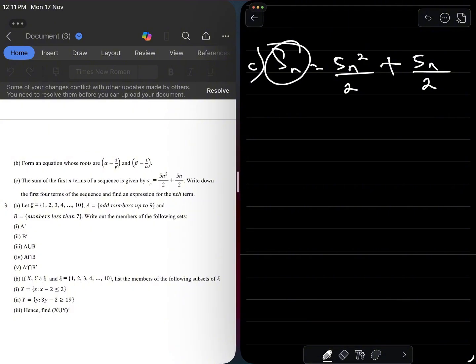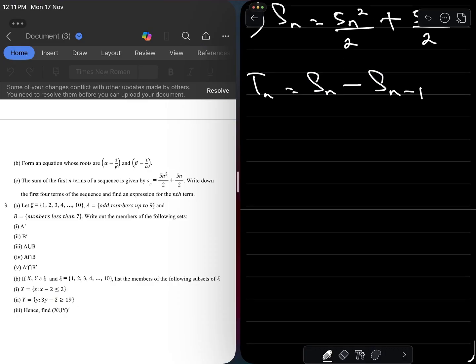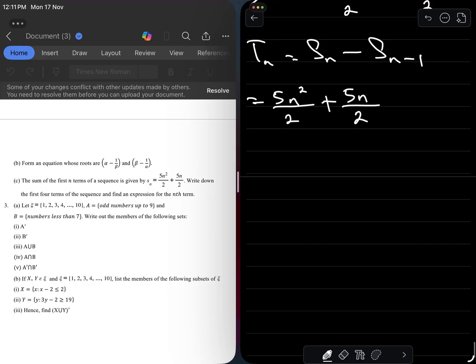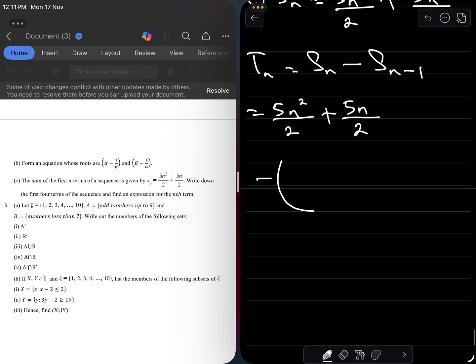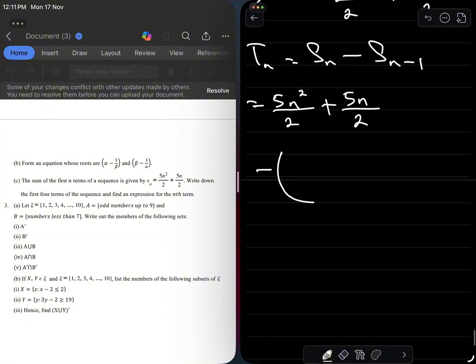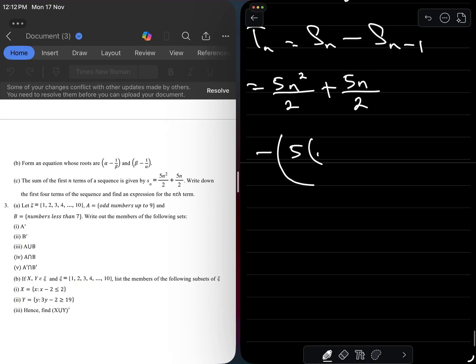When the sum of n terms of a sequence is given, the formula for the nth term is given by Sn minus Sn minus 1. And that will be equal to 5n squared over 2 plus 5n over 2 minus Sn minus 1, which is what you get when you put n minus 1 wherever you see n in the formula for Sn. So Sn minus 1 will now be 5 into bracket n minus 1 squared over 2 plus 5 into bracket n minus 1 over 2.